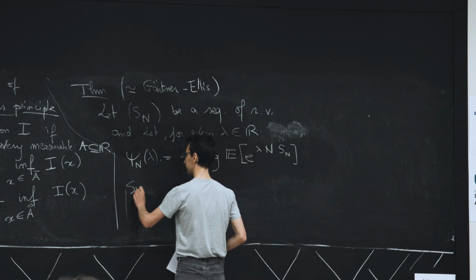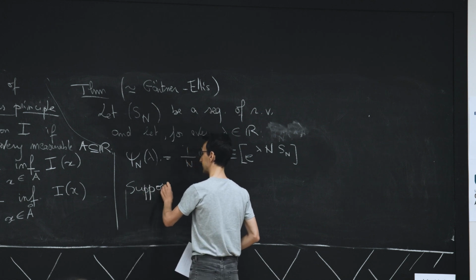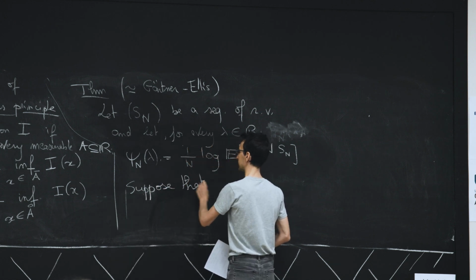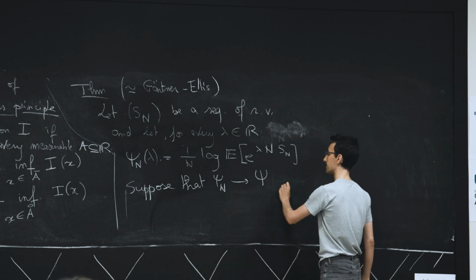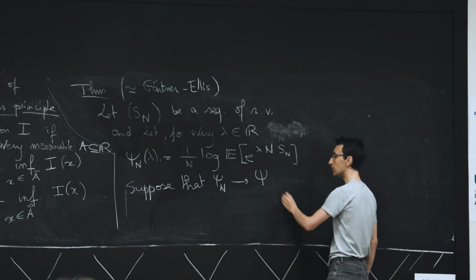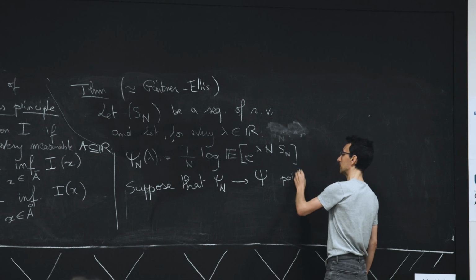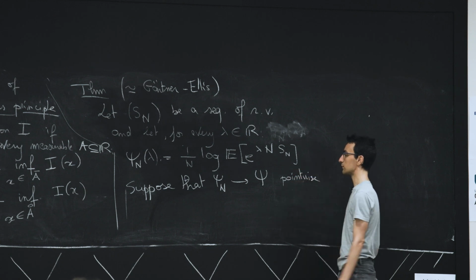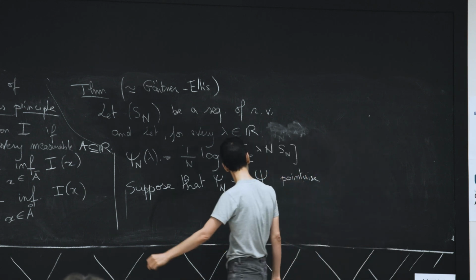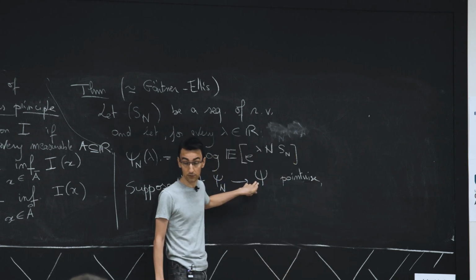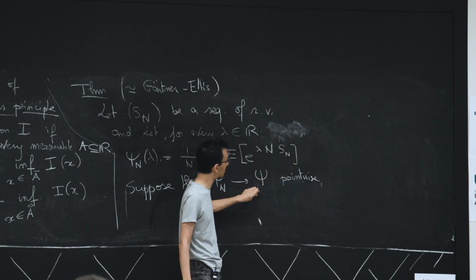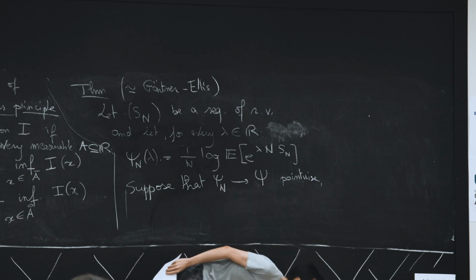But here, our hypothesis will be that this converges to something decent. So suppose that psi n converges to some function psi. And by this, I mean pointwise. You know, for each lambda, you have convergence of psi n of lambda to psi of lambda. And the key hypothesis is that psi is a function that is, well, I'm going to assume it's finite for every lambda. This, again, could be weakened, but we're going to be happy with this.